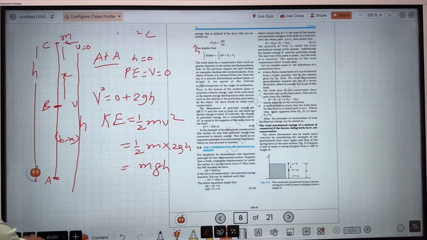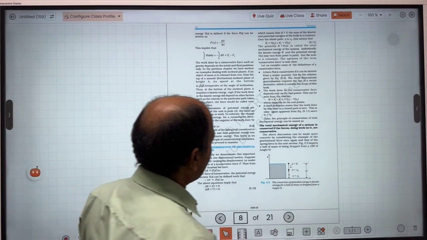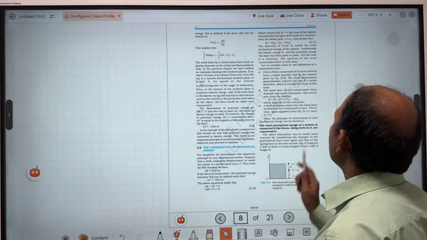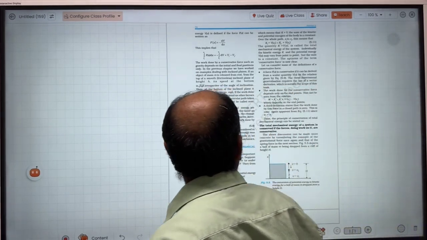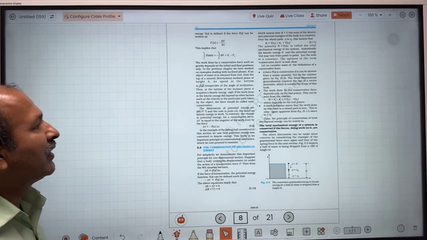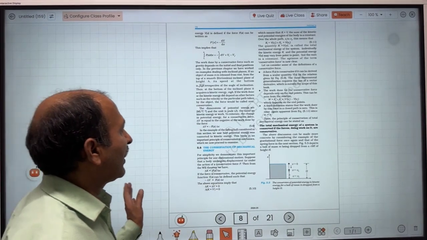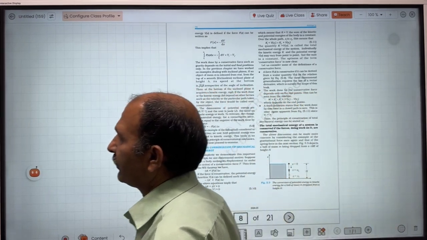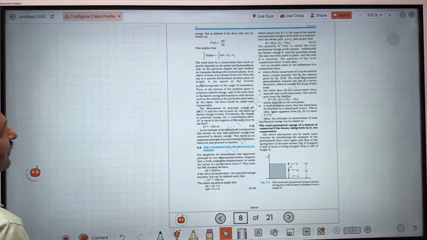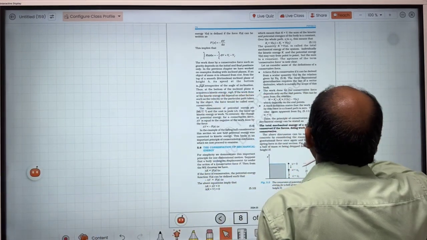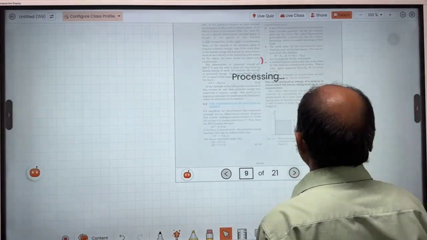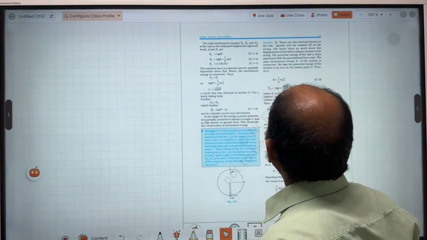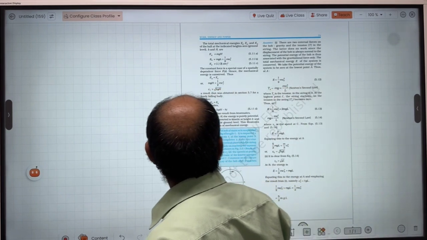The sum of potential energy and kinetic energy is constant. So we can say that the total mechanical energy of a system is conserved if the forces doing work on it are conservative. The cases that we have studied involved conservative forces only. We will study later on the cases of non-conservative forces where this rule does not apply. So we will study other questions based on this concept.